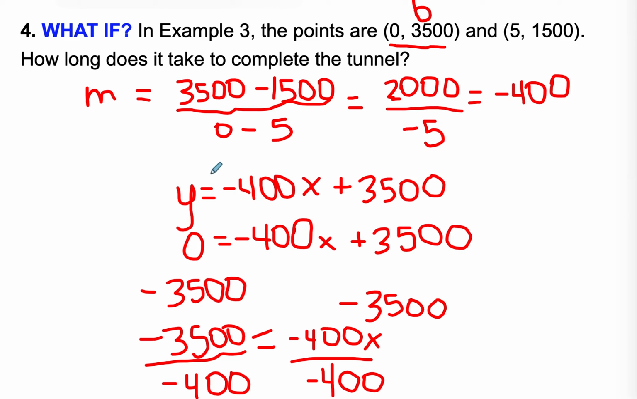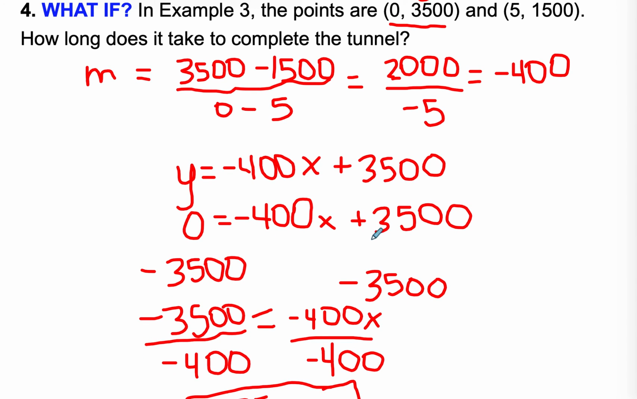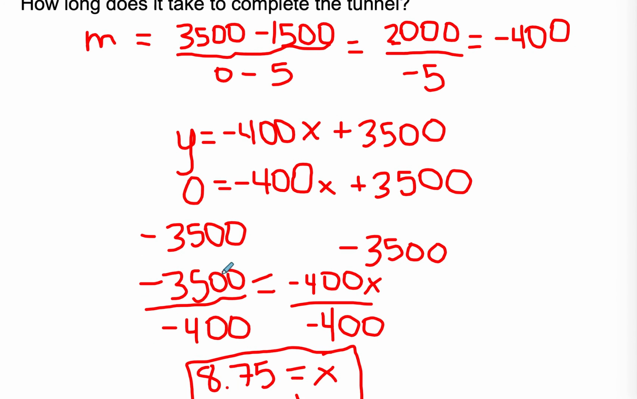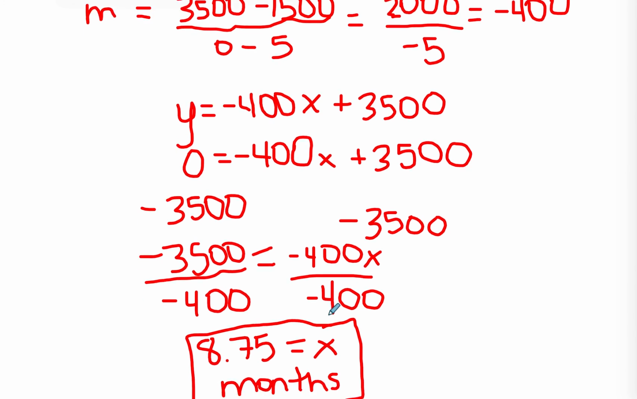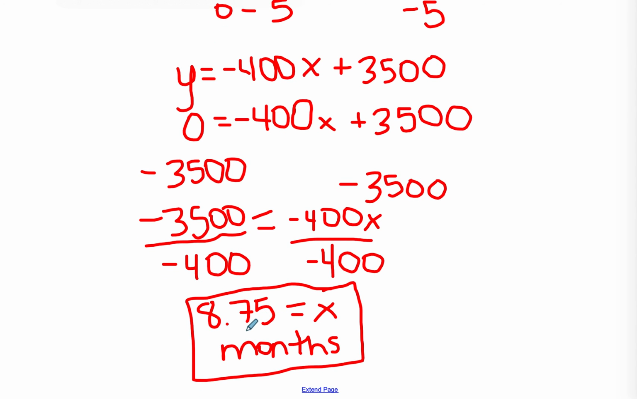So I took 0 and I put it in for y because I want to know when there is 0 feet left, how long, and how long is our x there. So 0 equals negative 400x plus 3,500. Now I solved it. I subtracted my y-intercept, so subtracting 3,500 on both sides. That gives me negative 3,500 equals negative 400x. I divided by the number in front of the x, and when I did that, I got 8 and 75/100 months. If you put 9 months, that's okay.